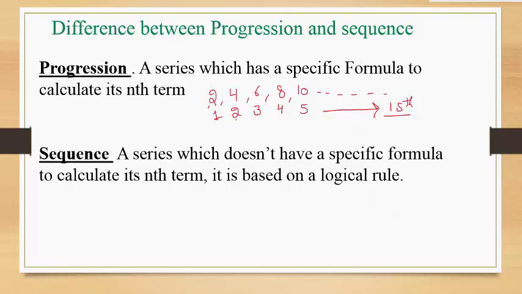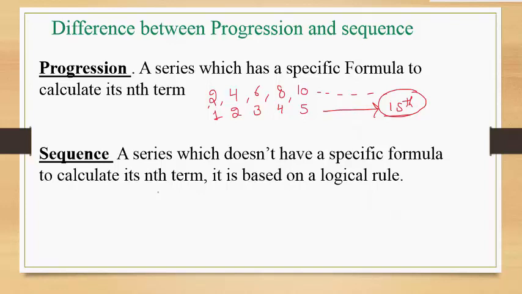But if I have no formula to find out the 15th term or 16th term, say nth term, then this is not a progression, then this will be sequence. Sequence will also follow the logical rule, but we cannot find the nth term by using a formula. For this we have to find each and every term. Here in the progression we have no need to find the 6th, 7th, 8th, 9th, 10th, 11th terms. We can directly find out the 15th term.